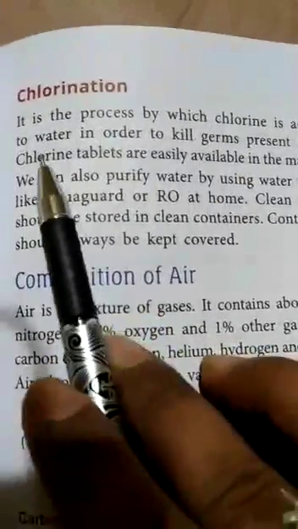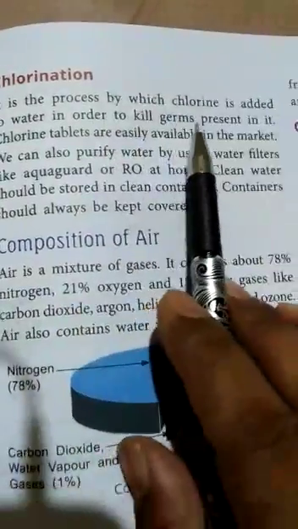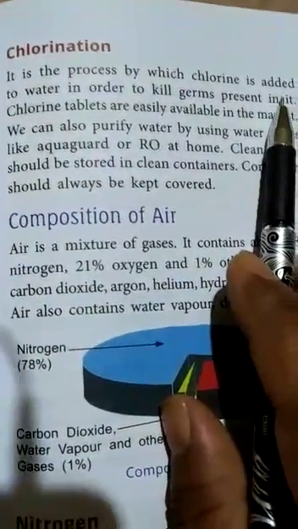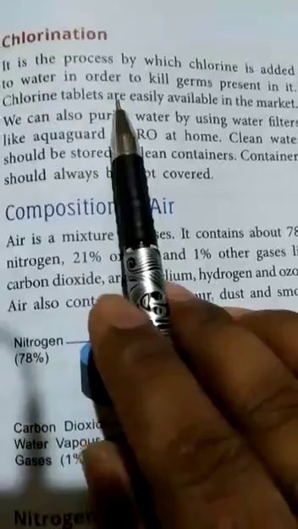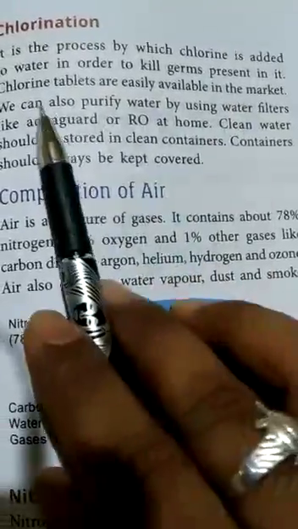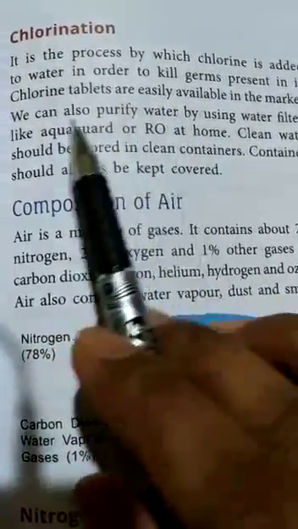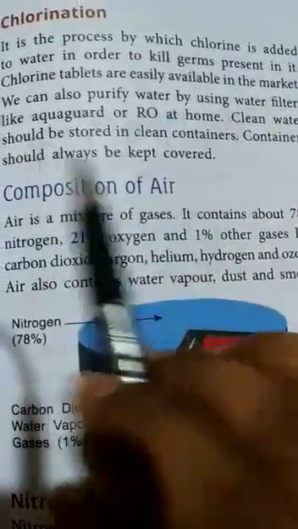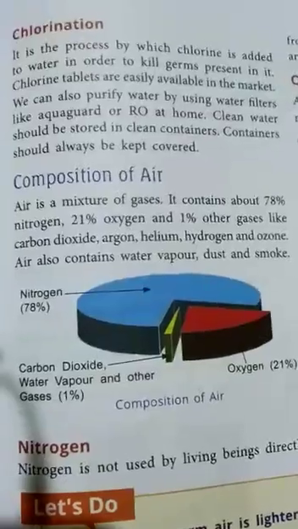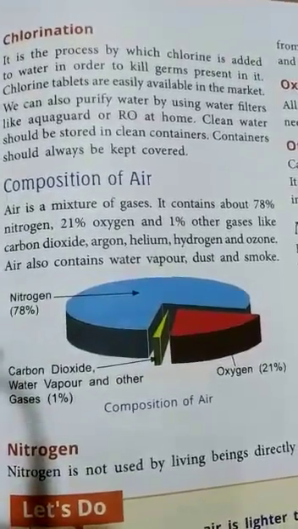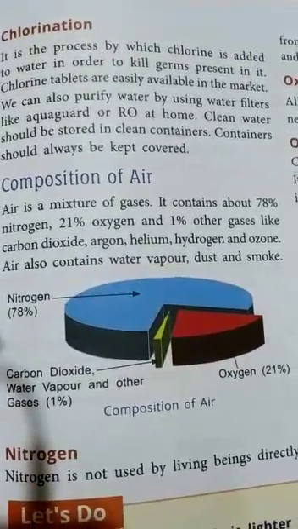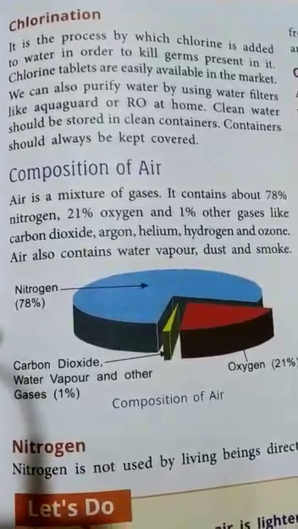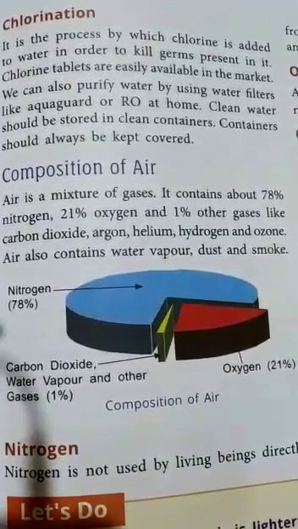Then the next step is chlorination. It is the process by which chlorine is added to water to kill the germs present in it. Chlorine tablets are easily available in the market, so we can purchase them and use them. We can also purify water by using water filters, like AquaGuard or RO at home.